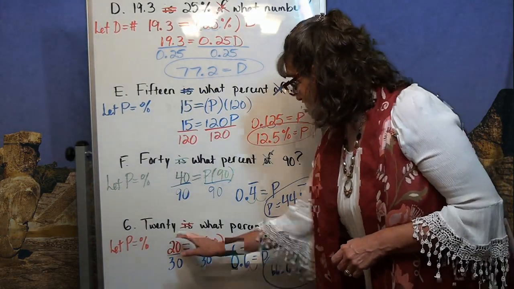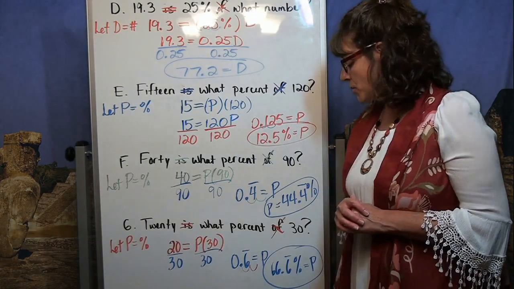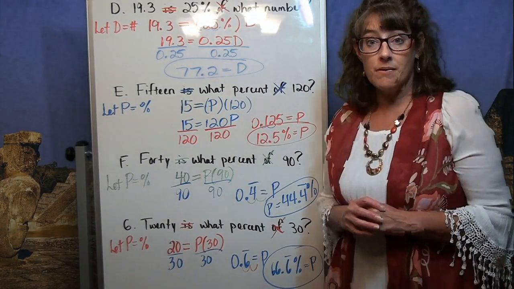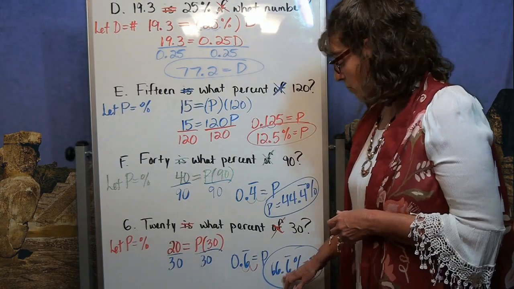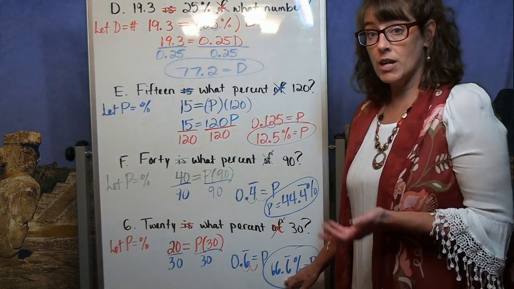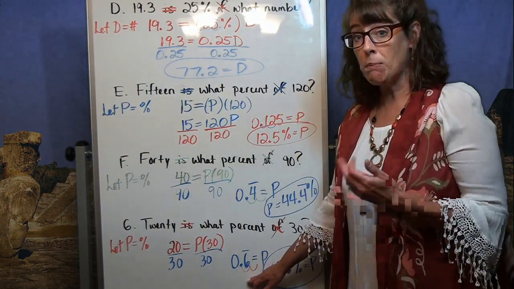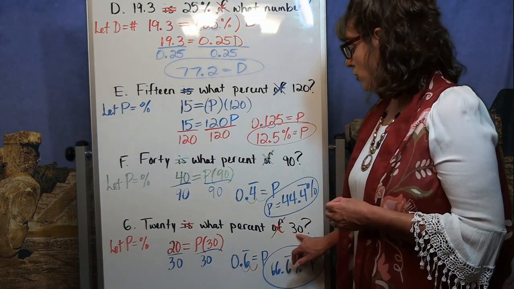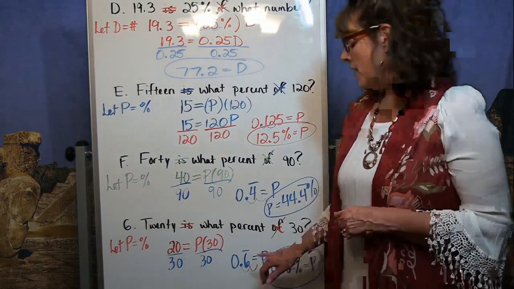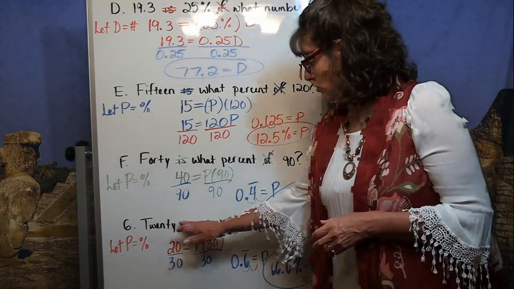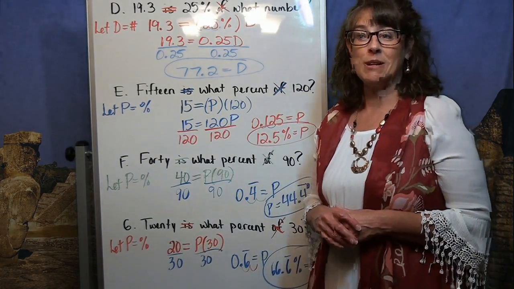66.6%. So 20 is 66.6% of 30, and we can check that by taking this 66.6, converting it into a decimal, which would be 0.6 repeating, and multiplying that to 30, which is essentially 2/3. Take 30 and multiply by 2/3, you do in fact get 20, so we know that it's right.